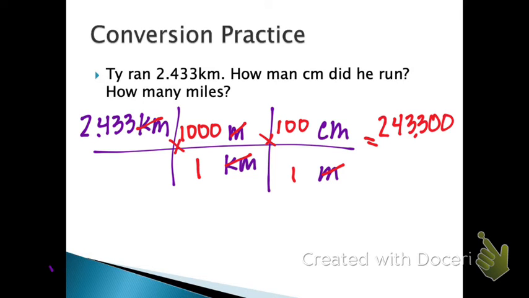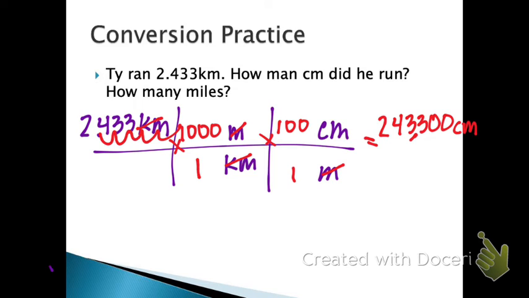243,300, I think. 1, 2, 3, 4, 5. I'm going to move it 5 places, so that's a comma, not a decimal. Okay, 243,300, and I want to make sure I put my unit on the end there, centimeters. Now, does that answer seem rational? Should we have ended up with a larger number of centimeters than kilometers? Yes, very good. Okay, if we were going the other way, we should have ended up with a small fraction of a number, right?